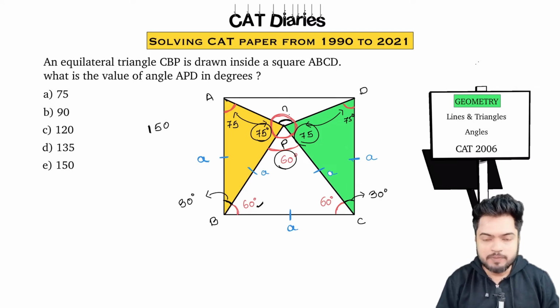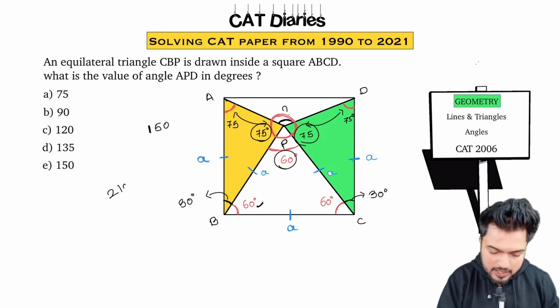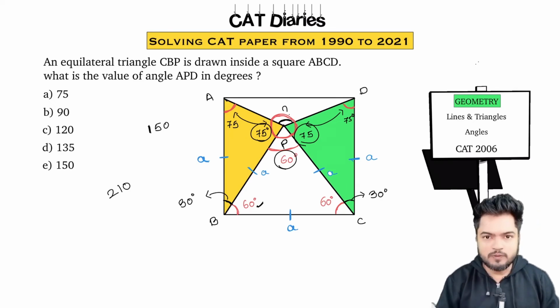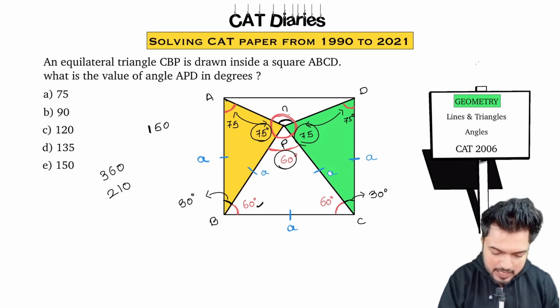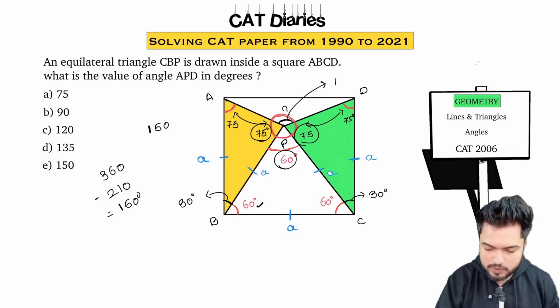So 150 plus 60 is 210. This entire thing is nothing but a circle, which will have the angle as 360. So 360 minus 210 is equal to what? 150 degrees. That is what your angle here is, 150 degrees. That is your APD.